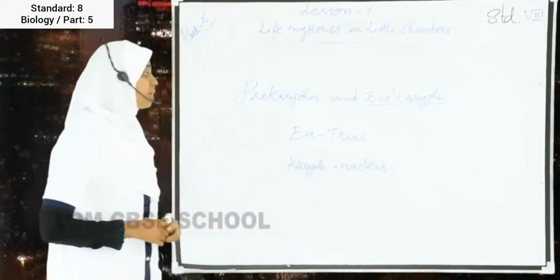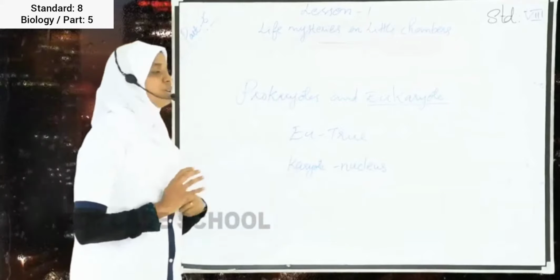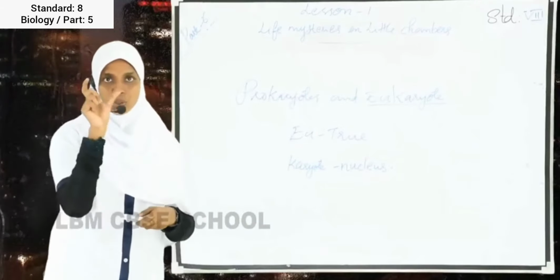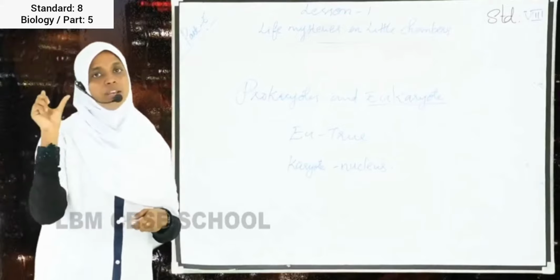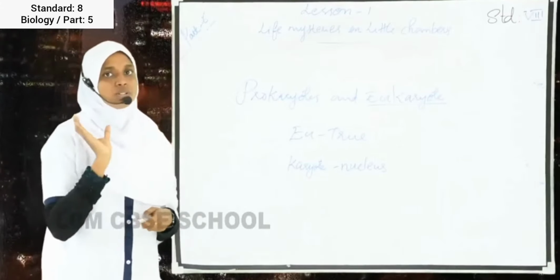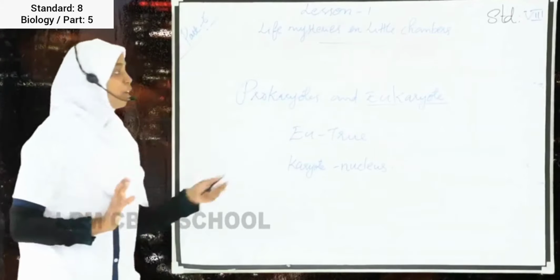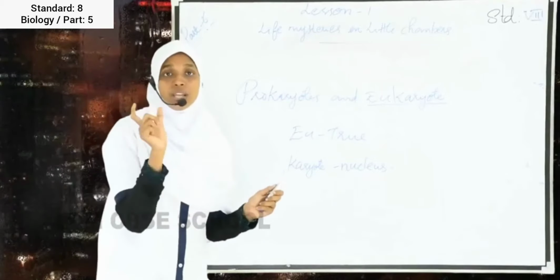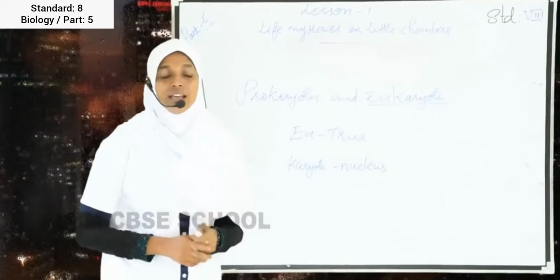So the organism which possesses a true nucleus is called a eukaryote. U means true and karyote means nucleus. The organism which possesses a true nucleus is called eukaryote. That is, an organism with a definite nucleus is what we call a eukaryote.